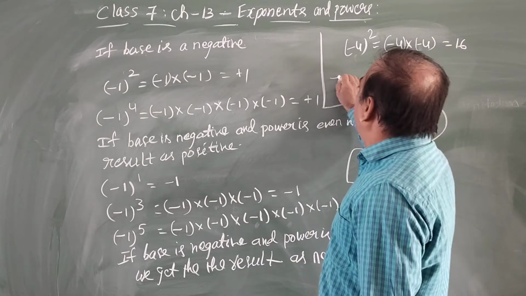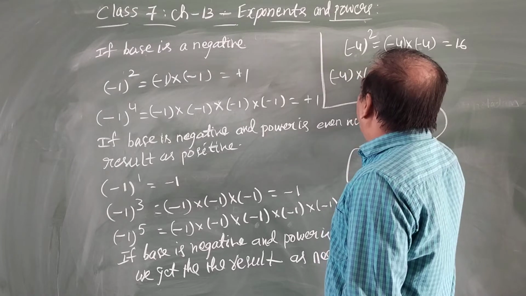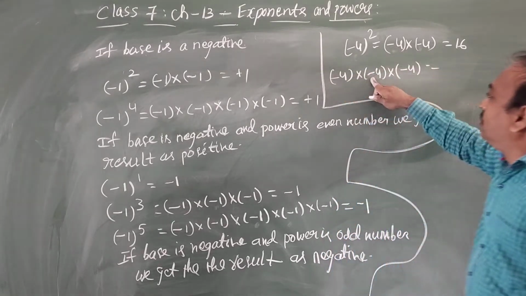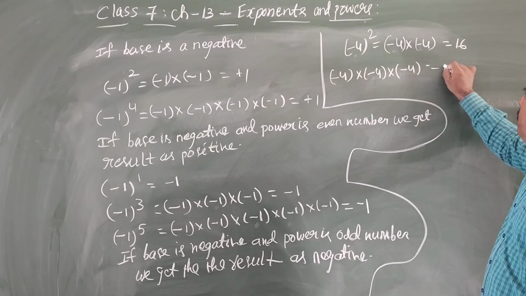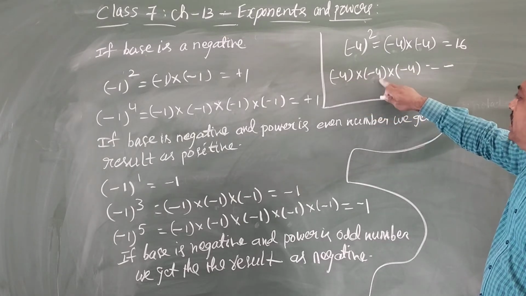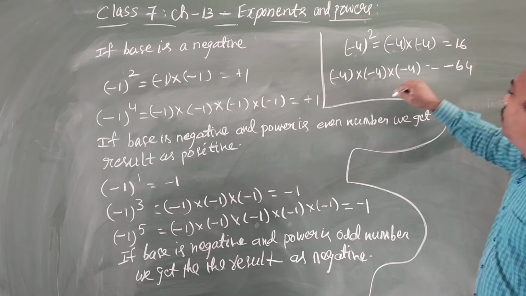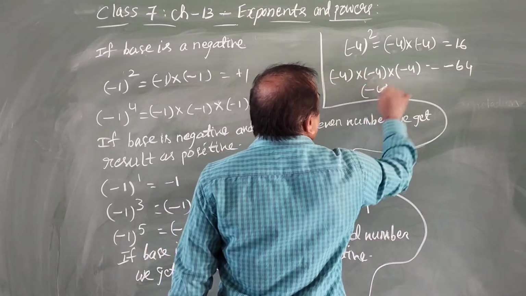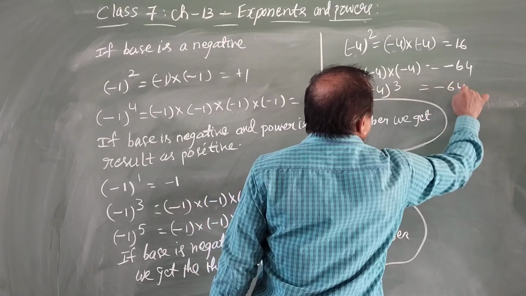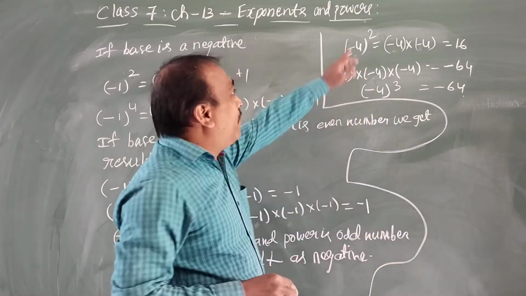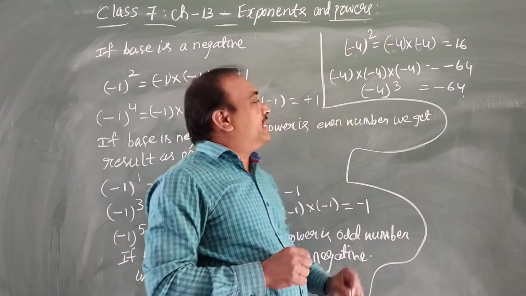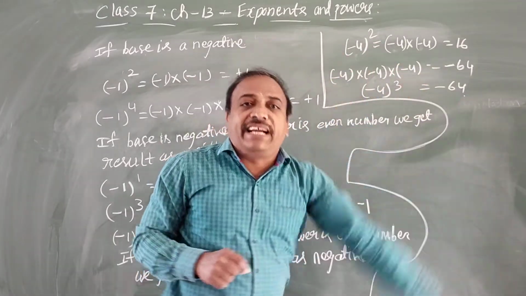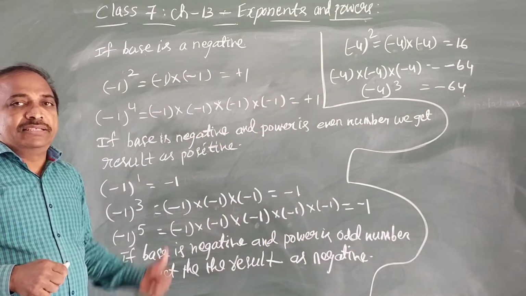Now for the same number, if you take minus 4 into minus 4 into minus 4. Check it. Minus into minus plus, plus into minus minus. 4 4s are 16, 16 4s are 64. See here, minus 4 whole to the power 3 is equal to minus 64. So if the power is even, the result is positive. If the power is an odd number, the result is negative if the base is a negative number. Is it clear?